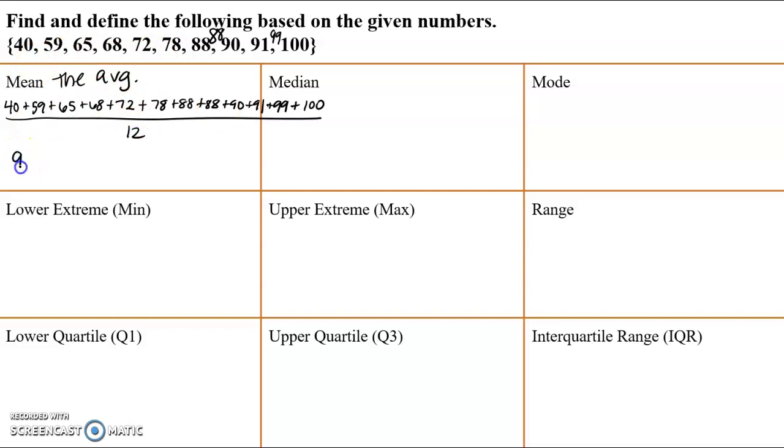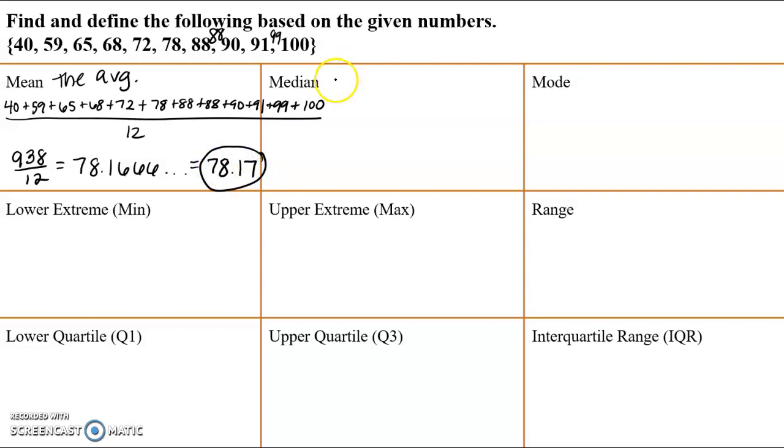If you add that up on your calculator, you're going to get 938, and if we divide 938 divided by 12, it's going to give us 78.1666, and it's going to go on for a while. Let's just round this to the nearest hundredth, so that'll be 78.17, and that's the average.